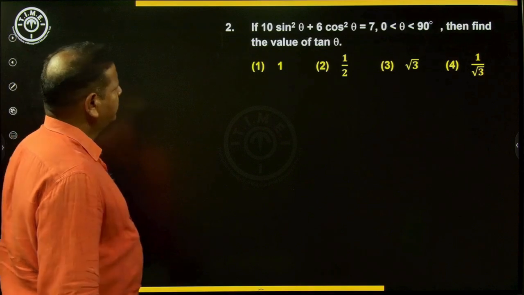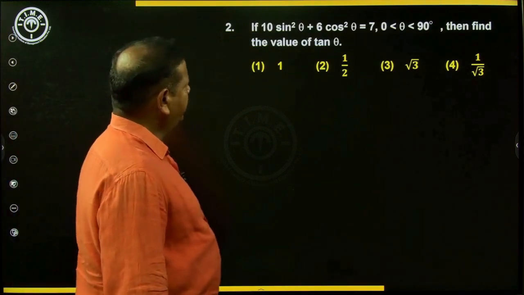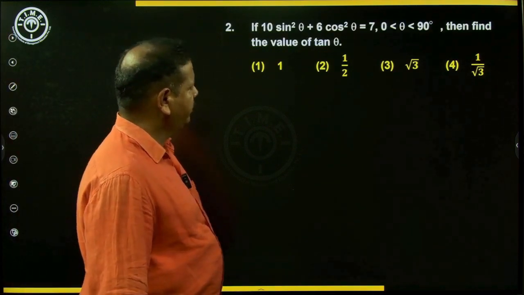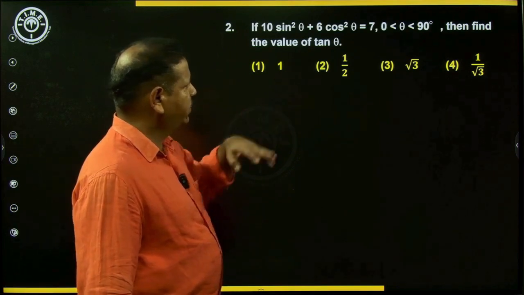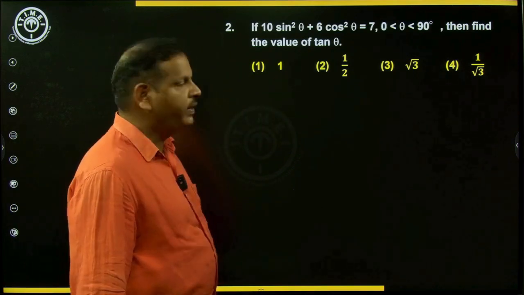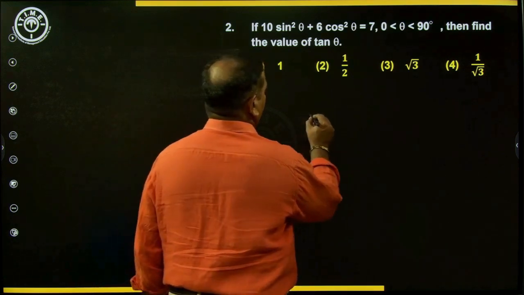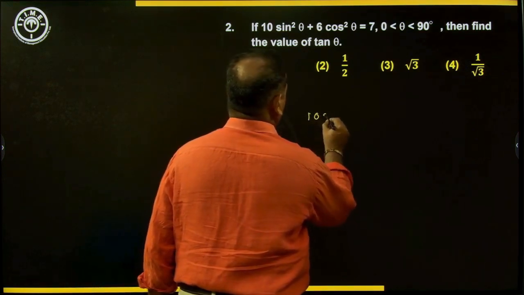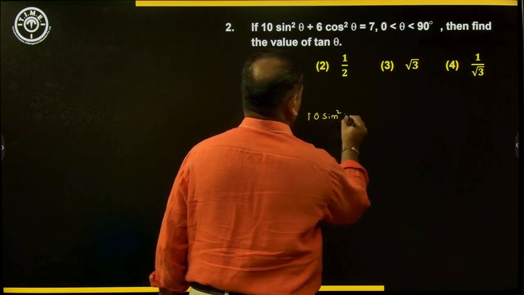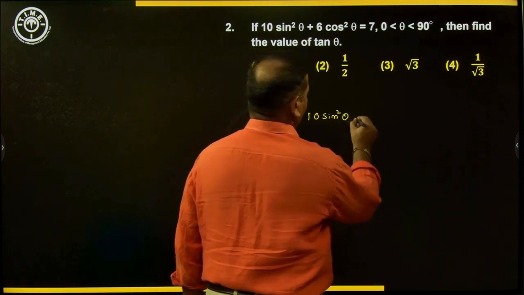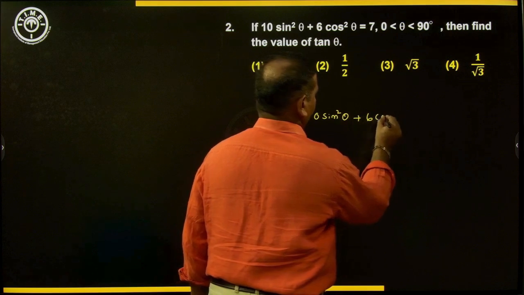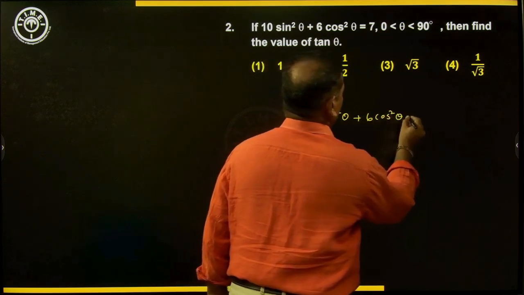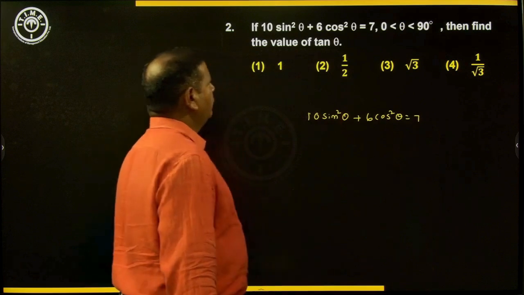Let us move to the second question. 10 sine square theta plus 6 cos square theta equal to 7. But theta lies in between 0 and 90. Then find the value of tan theta.